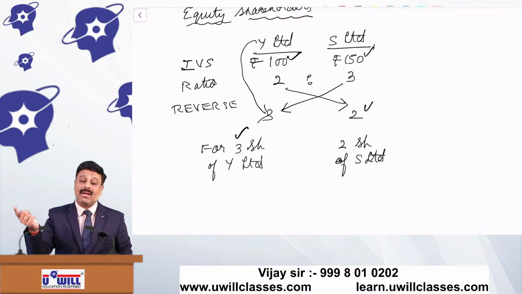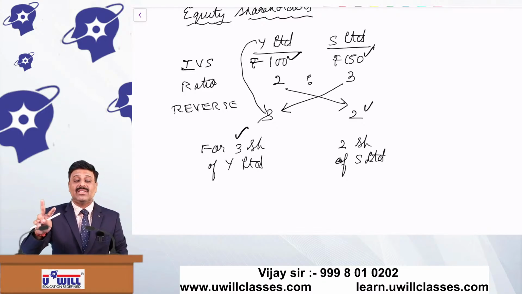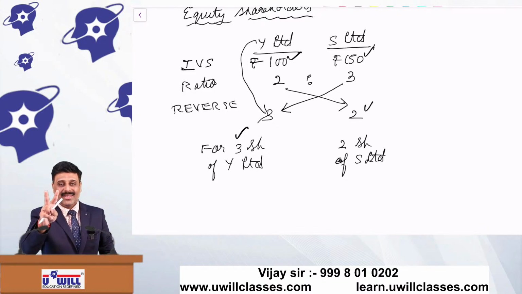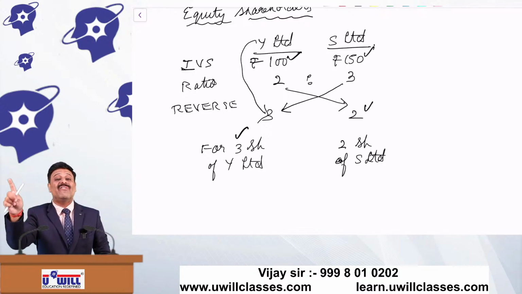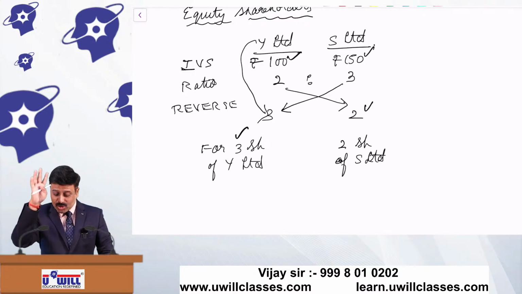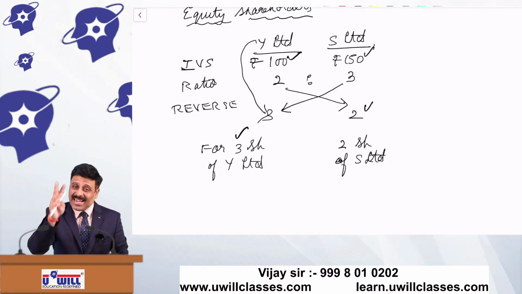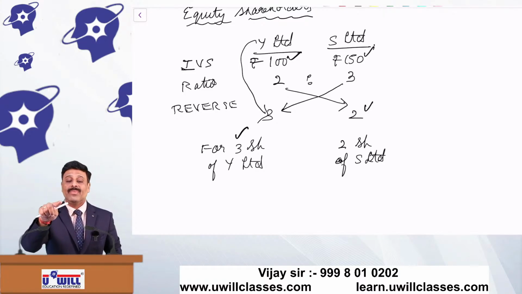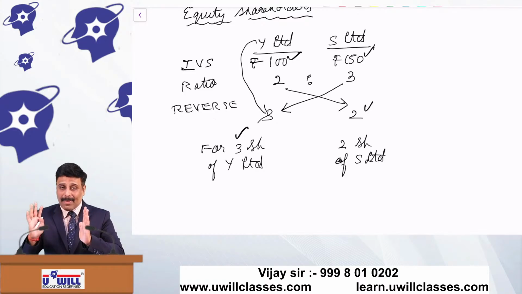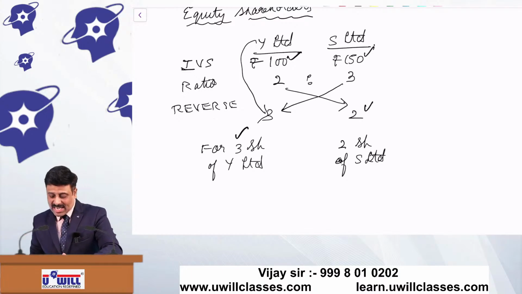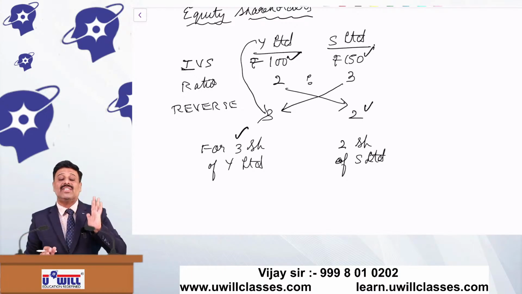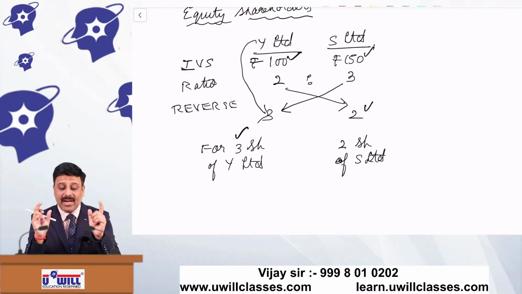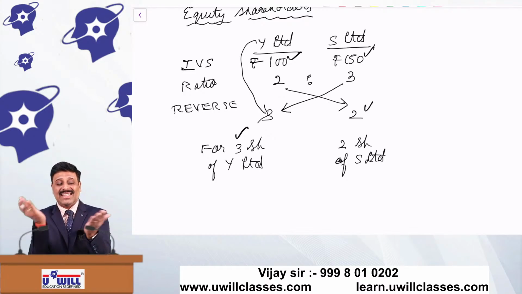Because S Limited company's value is more, 150 rupees, you will give only 2 shares. In terms of value, it will become 150 into 2, 300. Because Y Limited company's value is less, 100, their 3 shares value, 100 into 3 is 300. So what ratio will be applied over here? For every 3 shares of Y Limited, give 2 shares of S Limited. This is a very simple trick I have given you. Find the ratio of intrinsic value of both the company's shares and reverse it.